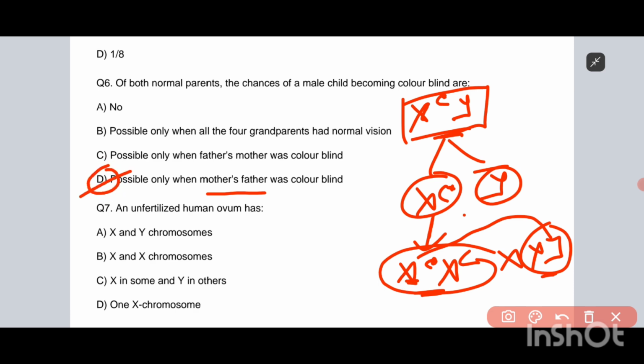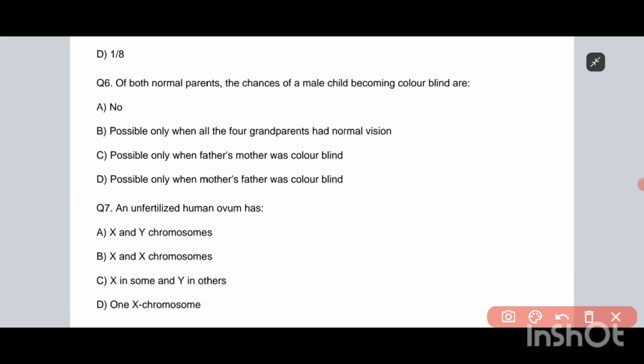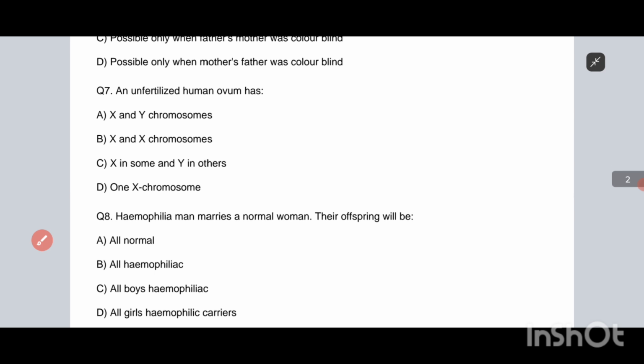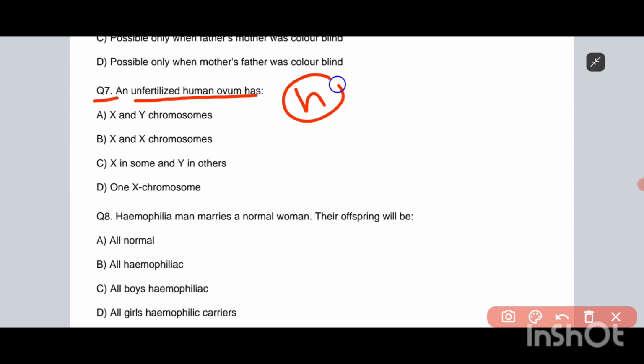You can also draw a 3-generation pedigree chart to understand this question in a better way. Okay, now I am going to question number 7, where it is asked: an unfertilized human ovum has. The unfertilized human ovum has n set of chromosomes, or a haploid set of chromosomes. So an unfertilized human ovum contains only one X chromosome from the mother.